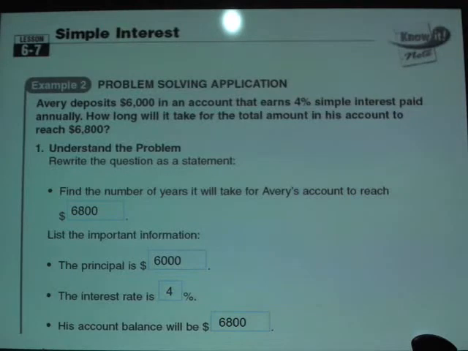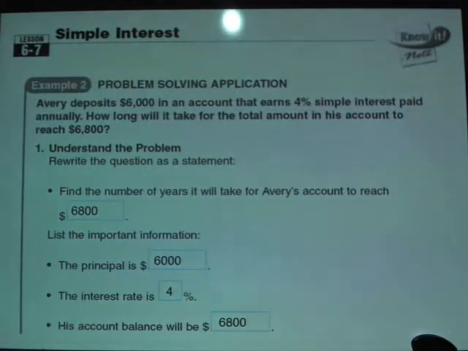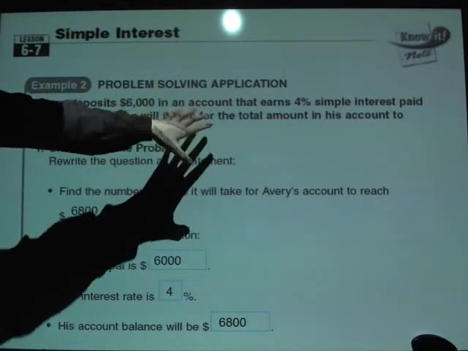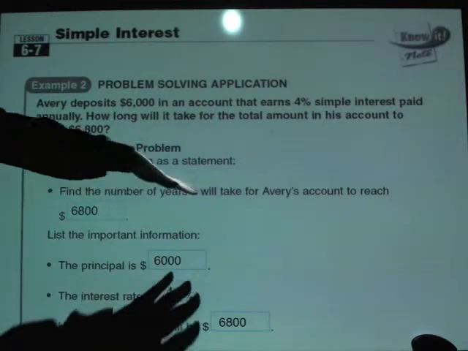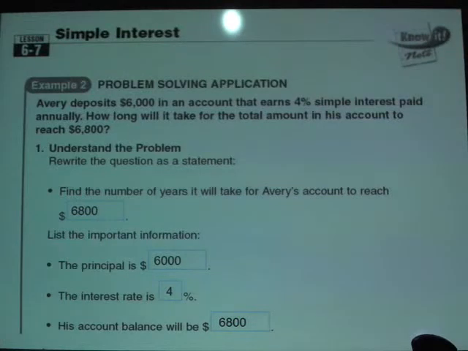All right, so they're going to go through and have us identify what they're looking for here in the beginning. They're asking me to find the number of years it's going to take Avery's account to reach $6,800. Very clearly here in the last line, it's asking me how long is this going to take? That's time. Okay, so the time here is what they're looking for. That's why they're saying here that they're obviously looking for the number of years. So the thing we don't know is going to be t.